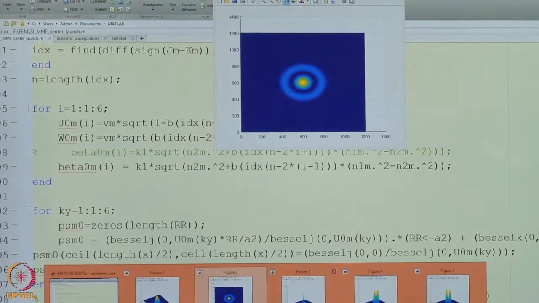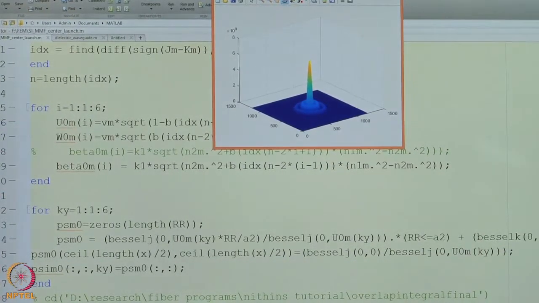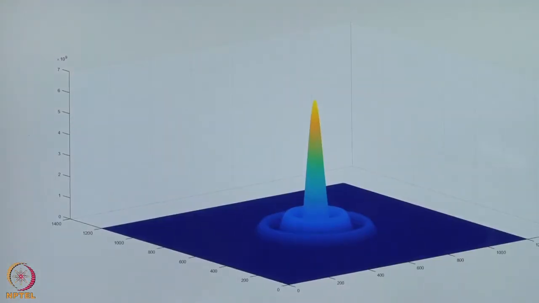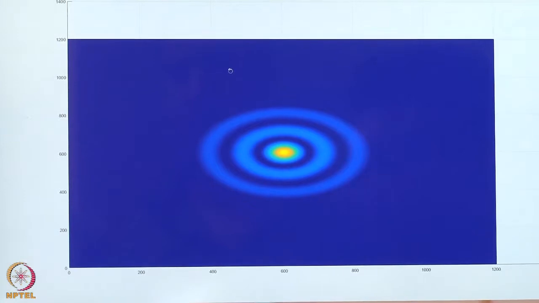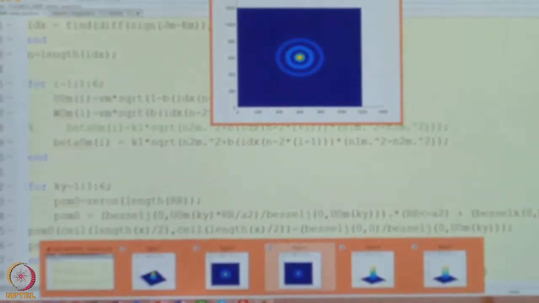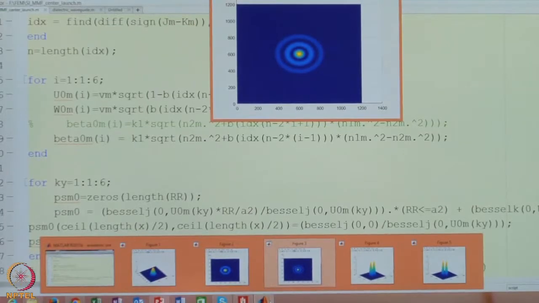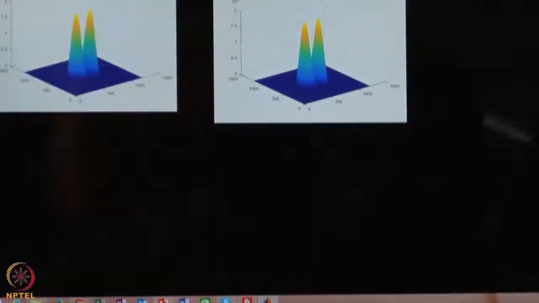Then the third one has three variations. This one is LP03, because there are three variations in the radial direction and no variation in the azimuthal direction. Then I will show some other higher order modes.